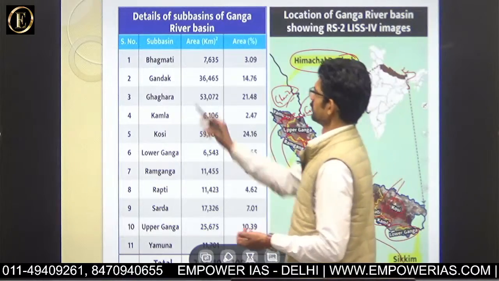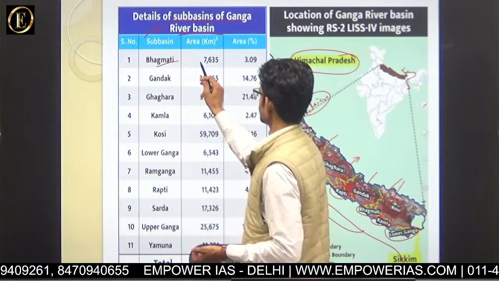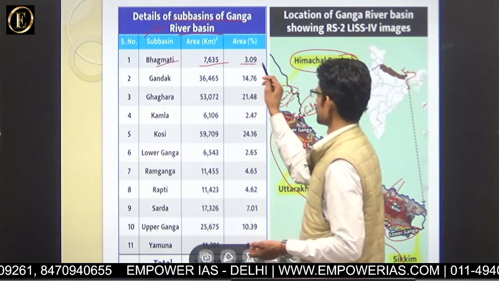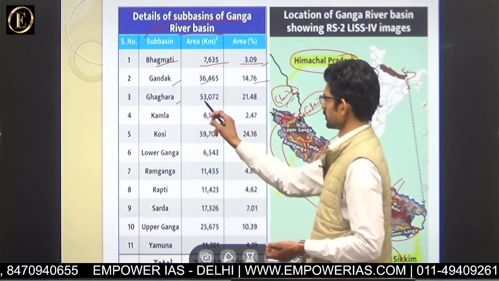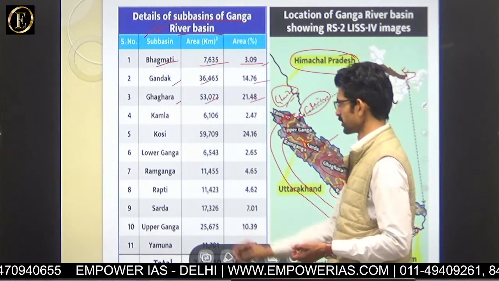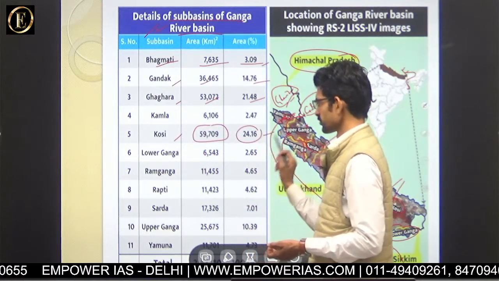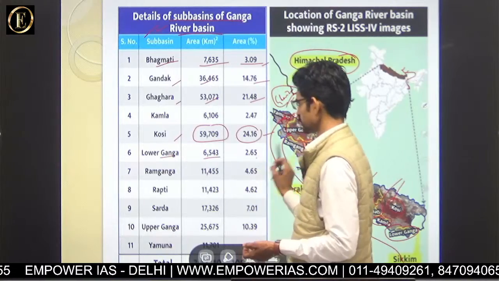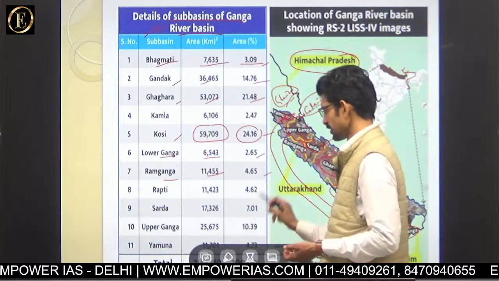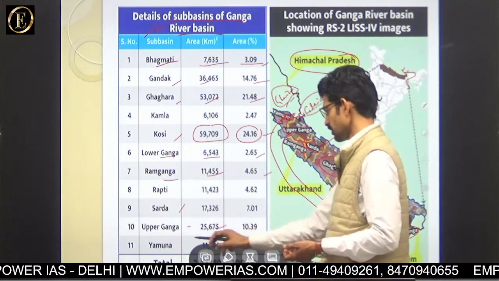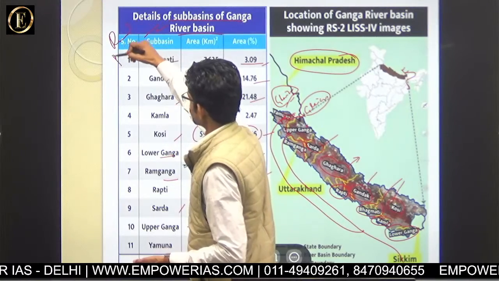So we remember this data for the sub basin of Ganga river basin, that is Bagmati 7,635, 3.09%, Ganga 36,000, 14%, Ghagra 53,000, 21.48%, Kosi 59,709, 24%, lower Ganga 6,500, 2.6%, Ram Ganga 11,000. So आप इसे याद रखेंगे, है ना, शारदा, यमुना एंड गंगा. Remember this data for your prelims point of view.